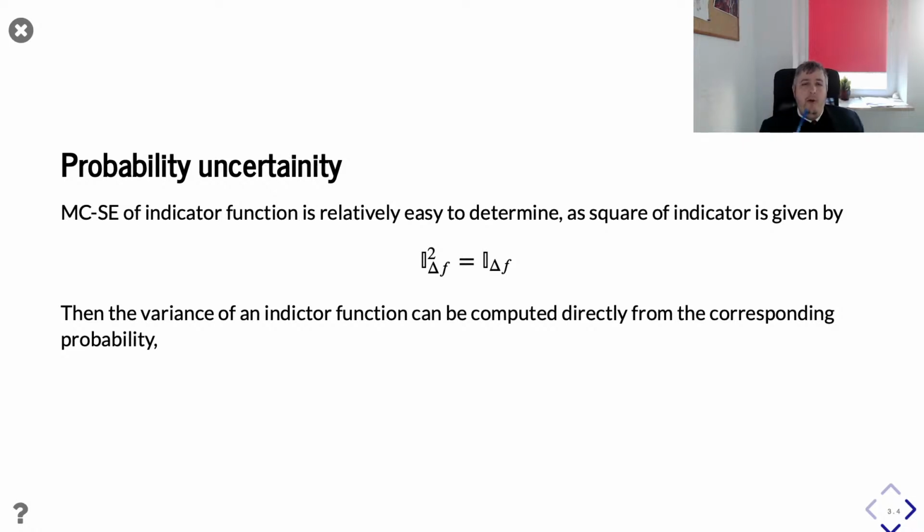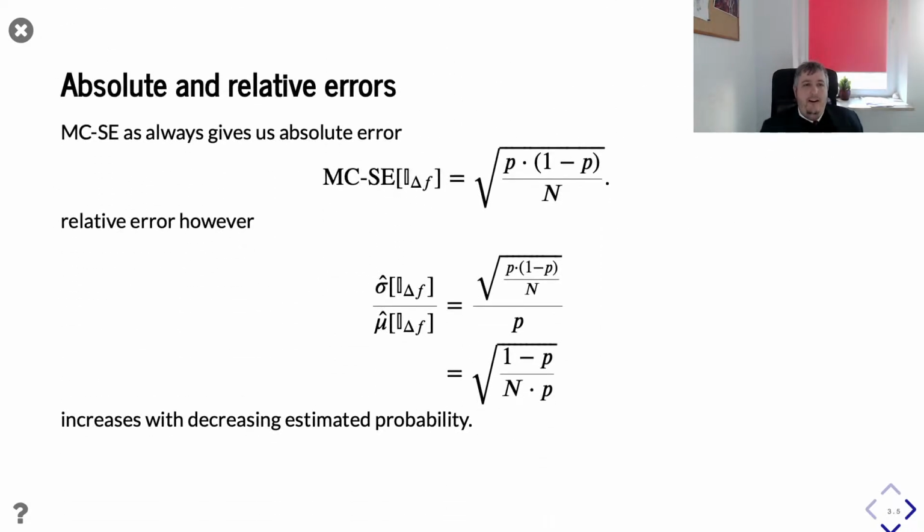It can be actually very easy to determine the Monte Carlo standard error of the indicator function, because the square of the indicator function is its indicator function itself. So the variance of the indicator function can be computed directly from the corresponding probability, and that gives us the Monte Carlo standard error, which in absolute form is a typical known value, for example known from the binomial distribution. That is the estimated probability times 1 minus the estimated probability, divided by n.